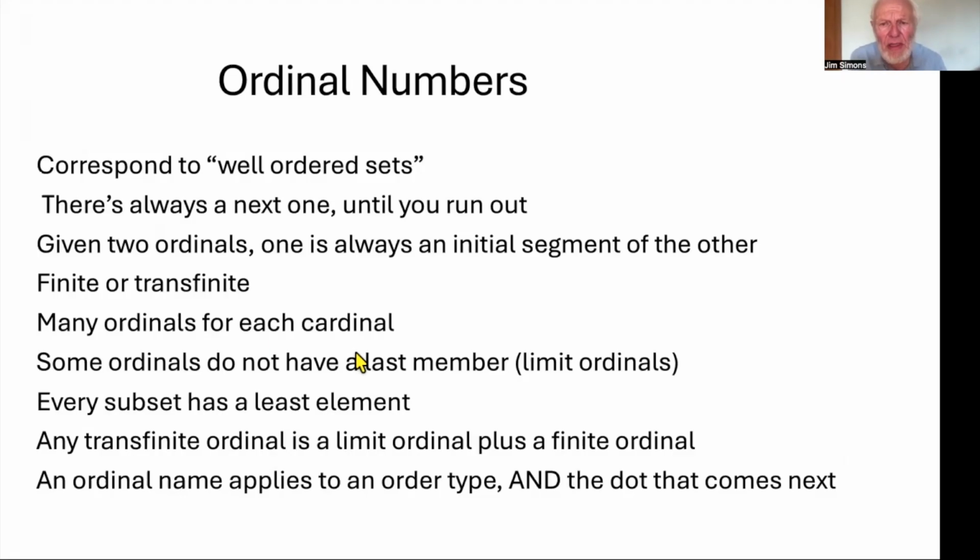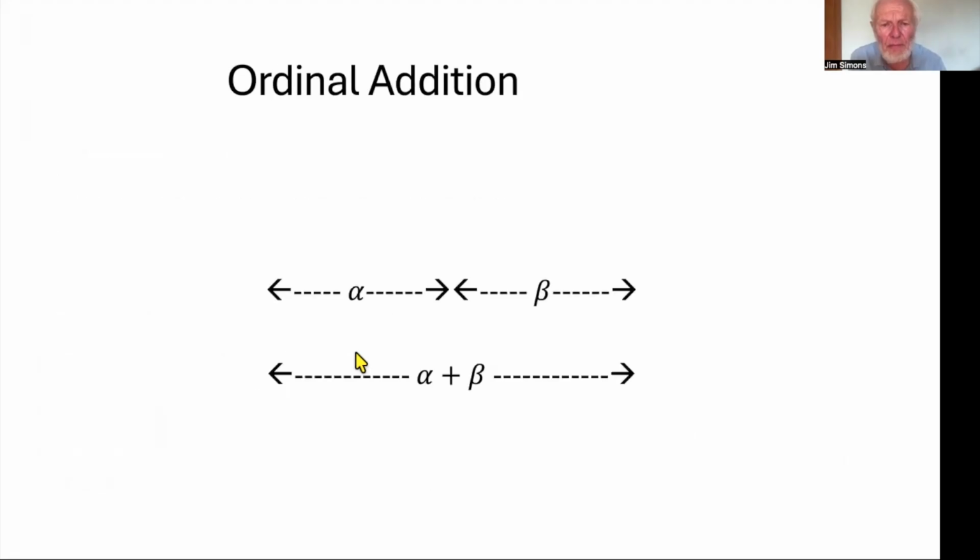Okay, so we've called these things numbers. Well, are they? Can we do anything with these numbers? Can we add them up? Well, yes, we can. And here's how we do it. What we mean by alpha plus beta is we put alpha down and then we lay beta to its right.